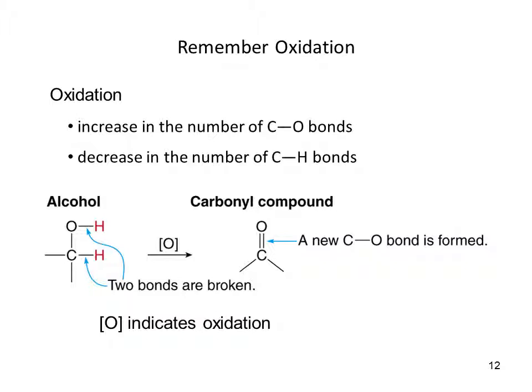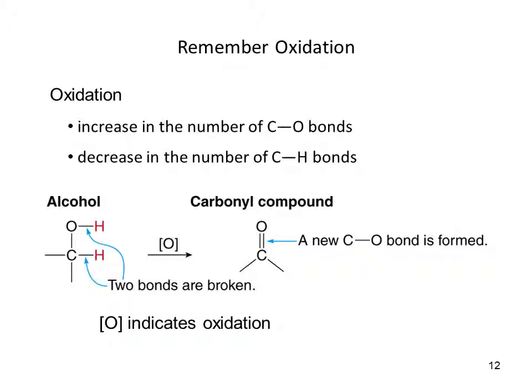If I take this alcohol, you can see I can remove two hydrogens from the alcohol, one from the oxygen and then one from the carbon to which the hydroxyl group is attached. That forms another oxygen bond to carbon, and this entire step is classified as oxidation because not only is the number of carbon-hydrogen bonds decreased, but the number of carbon-oxygen bonds increased.